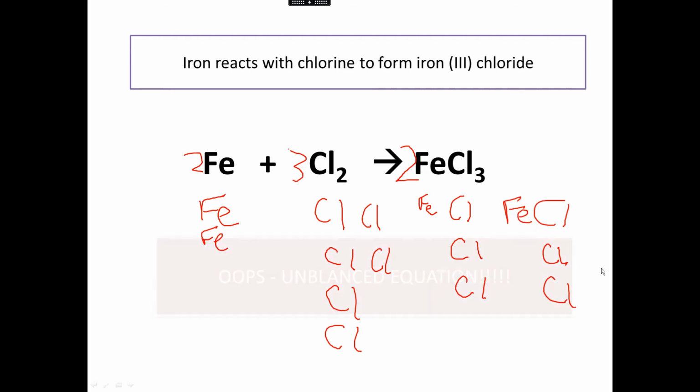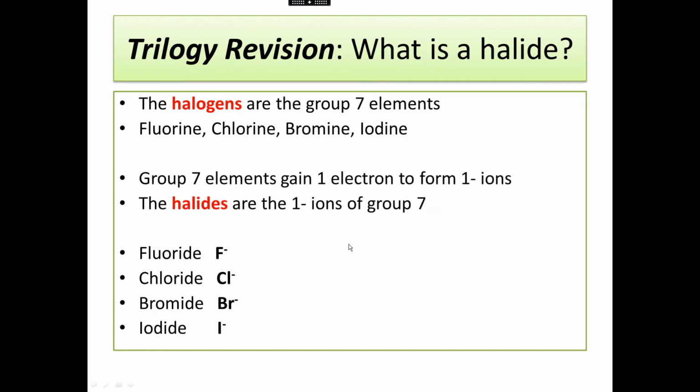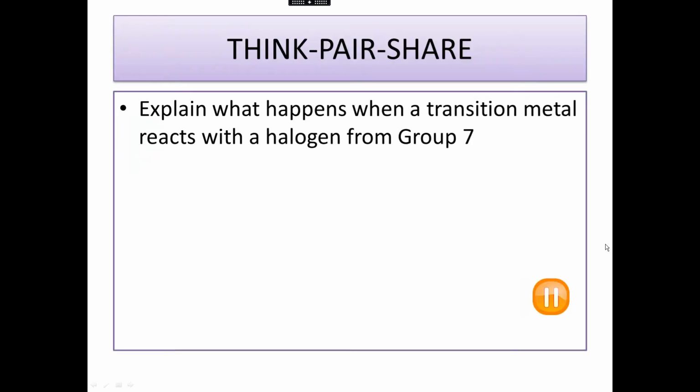Okay, right. Let's keep moving. Okay, so what is a halide? It is the -1 ions of group 7. Fluoride, chloride, bromide, iodide. They always form -1 ions, and they're called the halides.